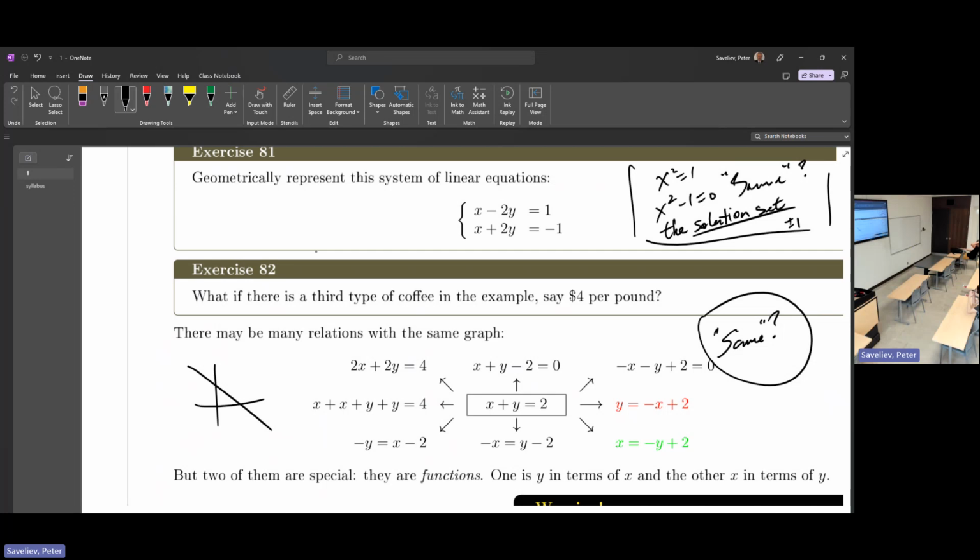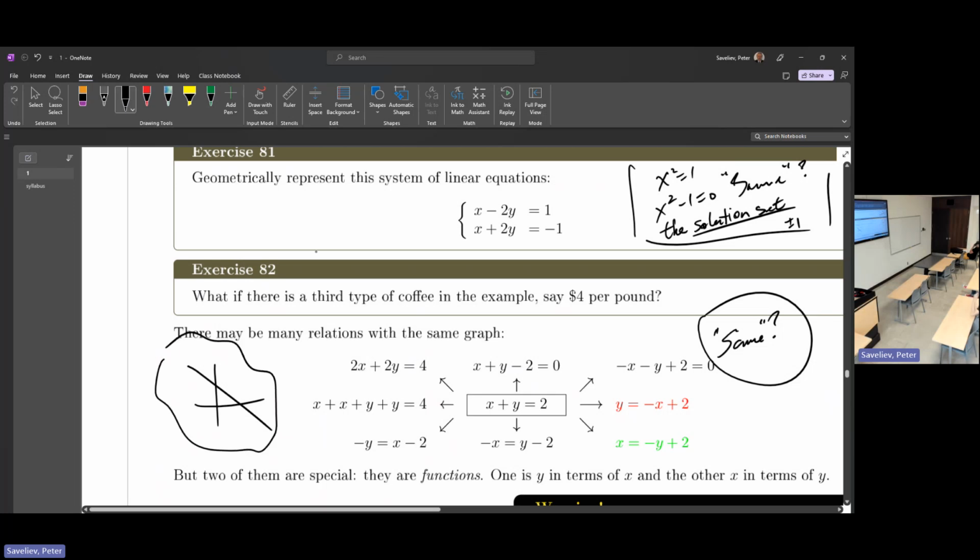Okay, so that's what it means for two relations to be the same. They have the same solution set, and the solution set is really what we're after. Okay, so the solution set is a line because these are linear relations, and all of these, if you do this algebra, as long as you don't do something crazy, will produce the same solution set. Okay, with your algebra. So then, what is the point?